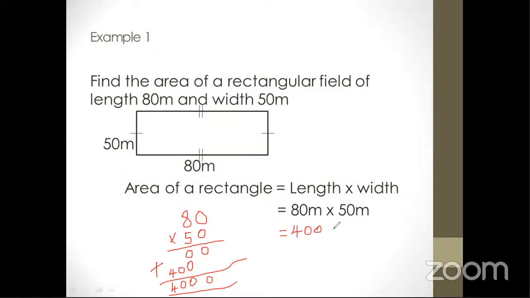Members of P6, let this multiplication not fail us. 4,000 square meters, or you can say 4,000 meter square. And you write like that. So that is how you get the area. That's how you get the area. I don't want you to keep failing in multiplication.